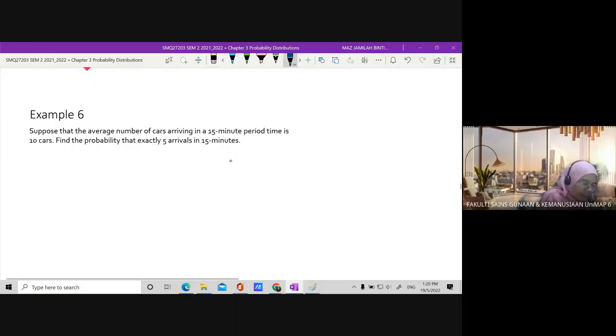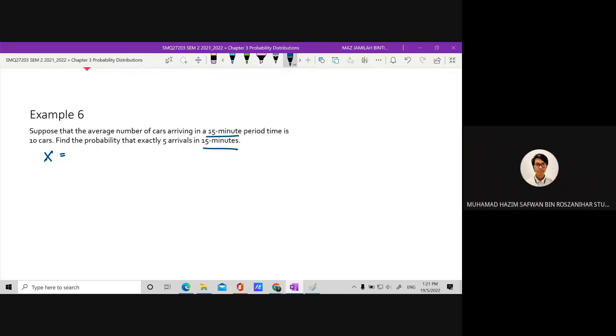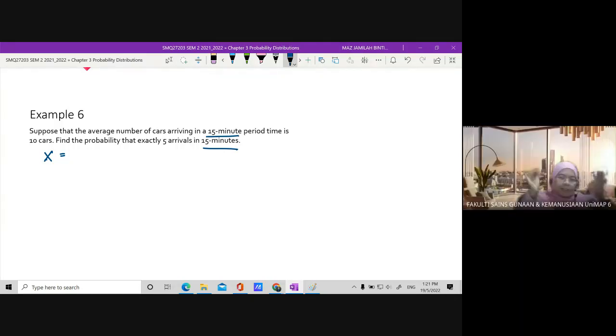If you can see, the interval is still the same, so it will be easy for you. In this case, what is the definition of X in this particular case? The number of successes. What is the number of successes defined in this example? The number of cars arriving, because we are talking about the success, right? The success will be the number of cars that arrive.